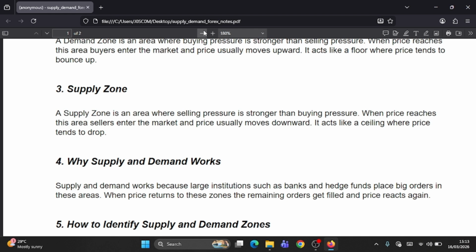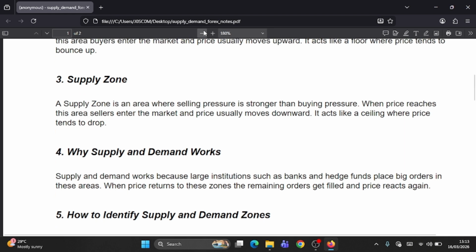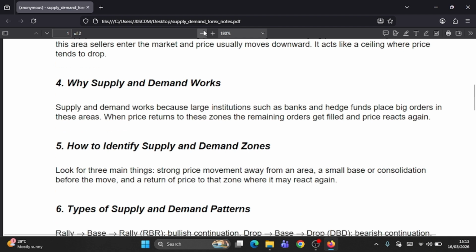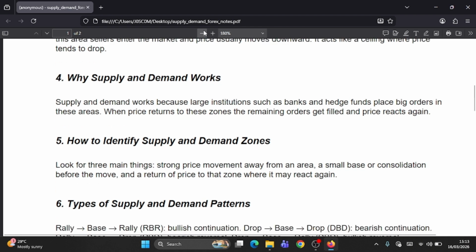A supply zone is an area where selling pressure is stronger than buying pressure. When price reaches this area, sellers enter the market and price usually moves downwards. It acts like a ceiling where price tends to drop down.